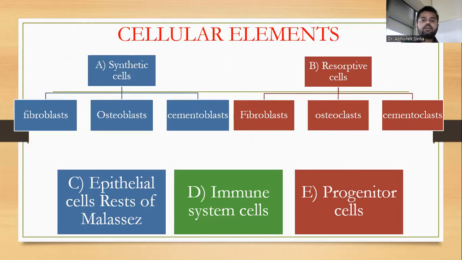So under synthetic cells and resorptive cells, you have another 3 categories of cells. You have fibroblasts, osteoblasts, and cementoblasts. So all the blast cells, right? Synthetic cells are what? They are synthesizing. They are helping in synthesis of the ligament. Okay. And resorptive, which is removing. So under resorptive, you have all the clast cells, except fibroblasts, which is an exception. Fibroblasts act as both synthetic and resorptive cells. Okay. So remember, this is another commonly asked MCQ question, which is one cell which is both synthetic and resorptive. So it is fibroblast, right? So you have fibroblasts, osteoclasts, and cementoclasts.